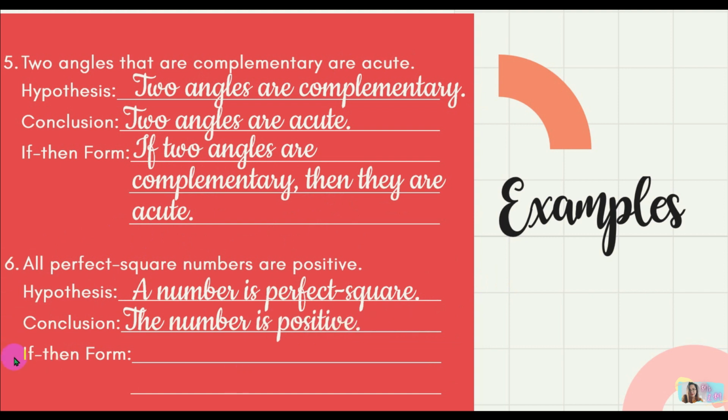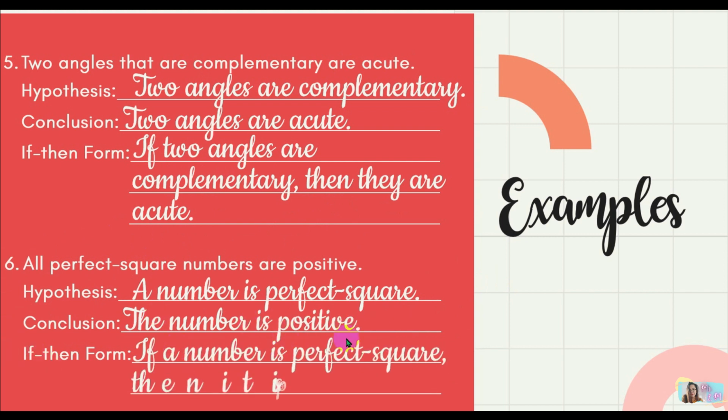The if-then form will be: if a number is a perfect square, then it is positive. Or if the numbers are perfect squares, then they are positive. So we can also use that. So that's our 6 examples on how to transform conditional statements to its if-then form.